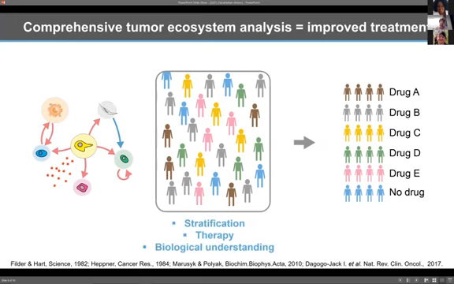And ultimately, having the ability to perform such measurements and analysis will, as I just said, greatly help to stratify patients, will help to make treatment proposals. And ultimately, and that's in the long run, always the most important thing to improve the treatment of patients is to actually understand the underlying biology.